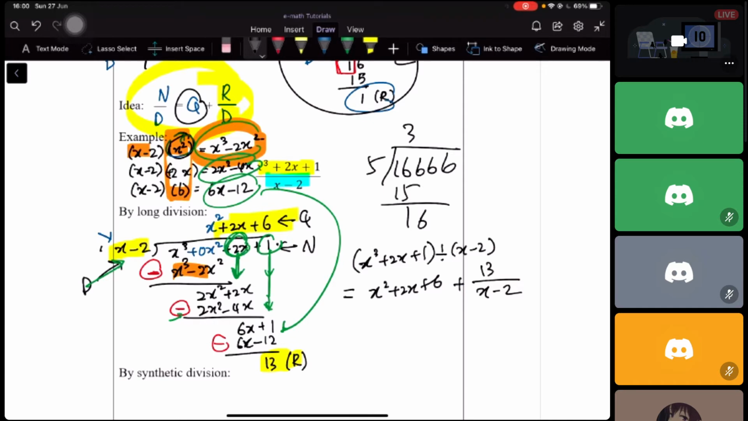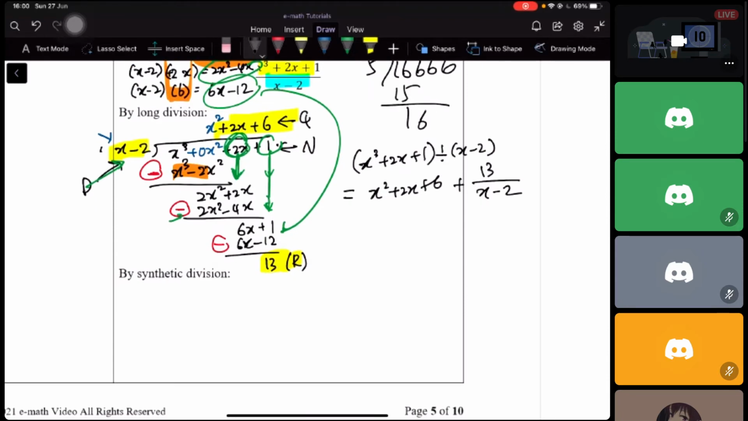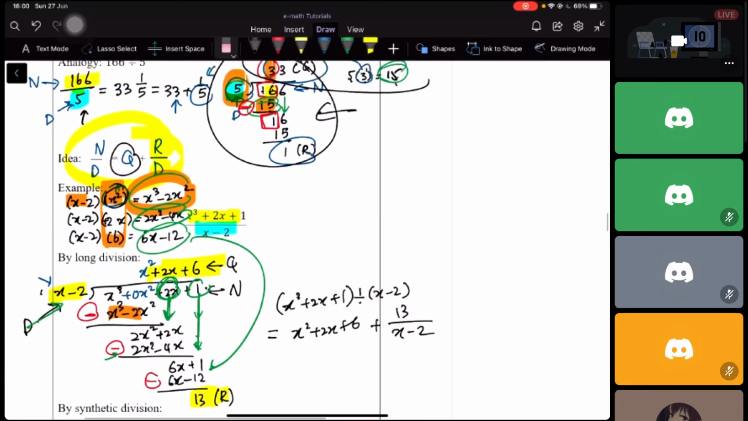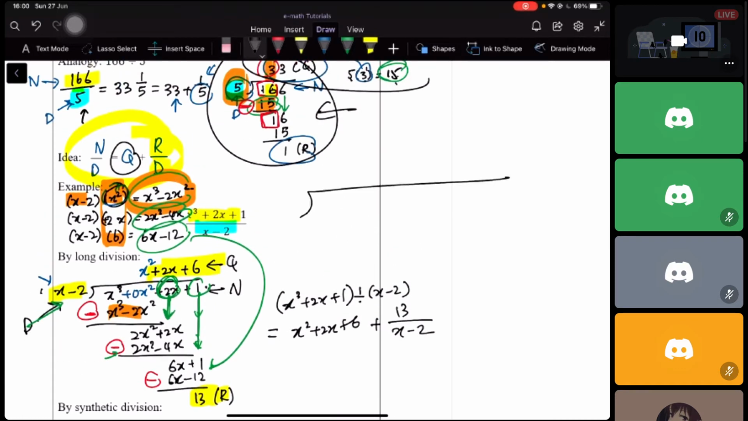Okay? Let's do one more time again. We do this long division again, but this time I don't write all the x squared, x cubed so that you don't get confused. I just write the coefficients. The coefficient of x cubed is 1. Coefficient of x squared is 0. Coefficient of x is 2. Coefficient of x to the 0, which is the constant, is 1. Okay? And now, what about the denominator? Coefficient of x is 1. Coefficient of x to the 0, which means the constant, is negative 2.